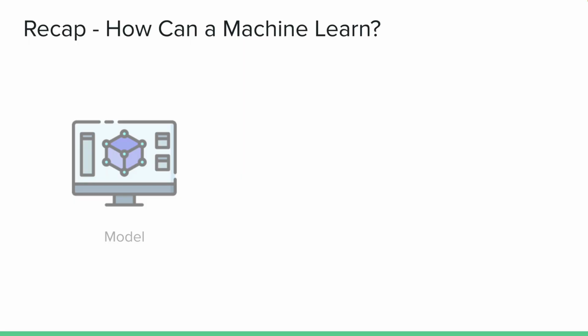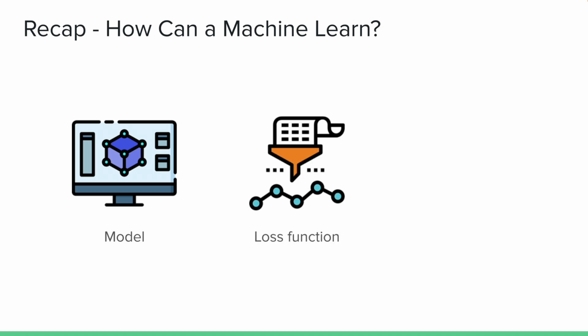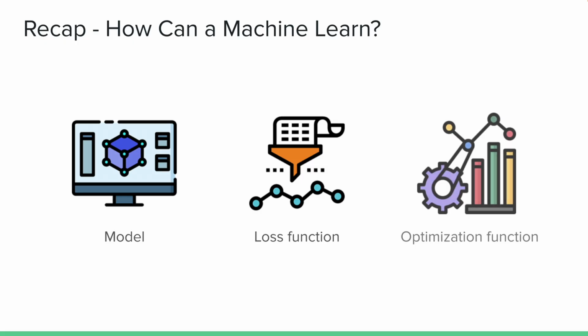How can machines learn? I gave you 3 ingredients that are essential here. Number 1 is the model, which is the set of computational rules that are needed to perform a certain task. Then a loss function, which tells you how good the model is doing on your data. And an optimization function that allows you to tweak your model to become better, to reduce the loss, to have ideally a very, very low loss.